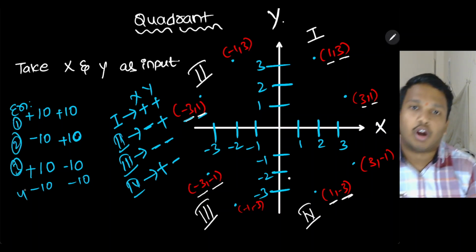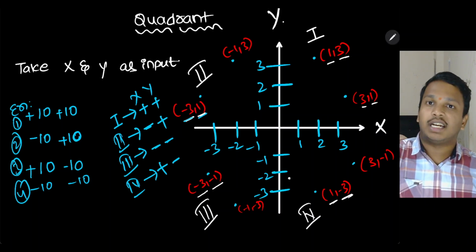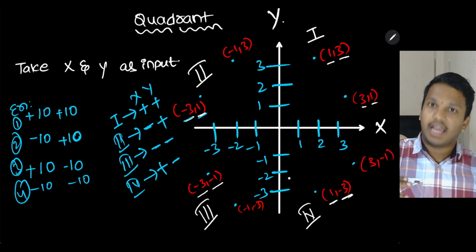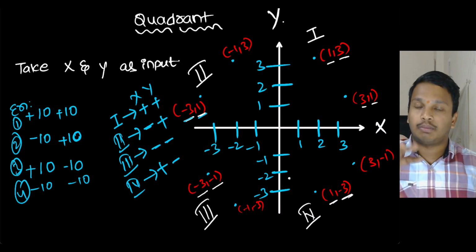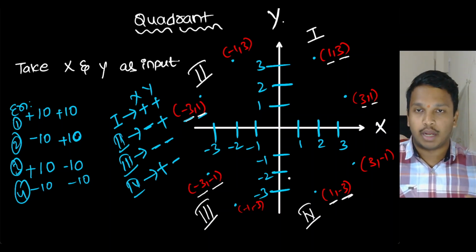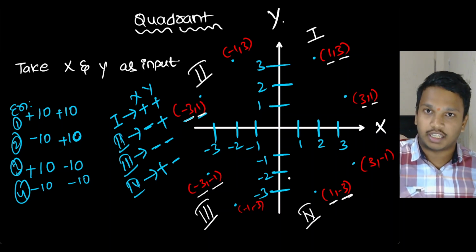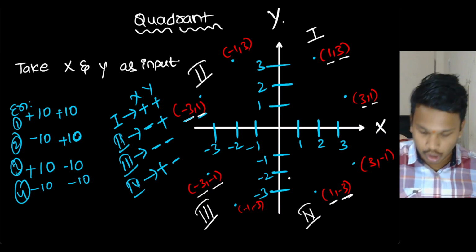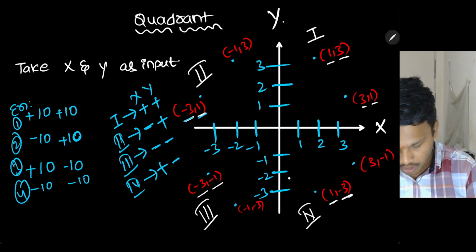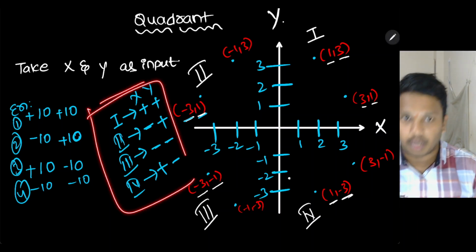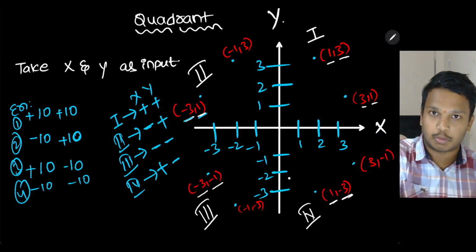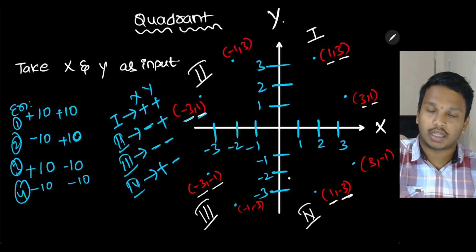Now I am taking the first example, +10 and +10. If you observe carefully, in these two values, the first value is the x value and the second value is the y value. In both, the first value is greater than 0 and the second value is greater than 0, meaning both are positive. Now observe the table, which has the logic. If the first one is positive and the second one is positive, then it belongs to the first quadrant. In this way we can tell.